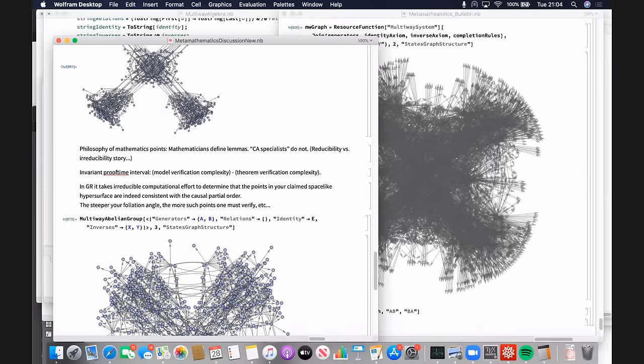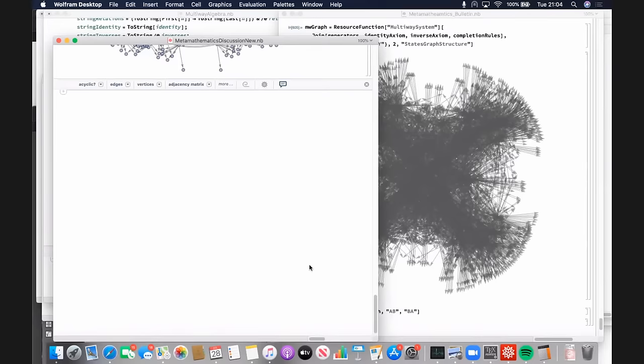Okay, look, proof space. The first question is, what's distance in proof space? How do we measure distance in proof space? Answer: we have this multi-way graph, defining points, presumably. Okay, so this isn't quite the same thing. Go ahead.